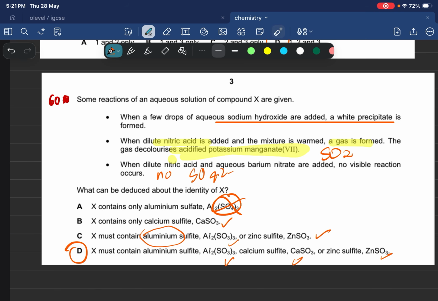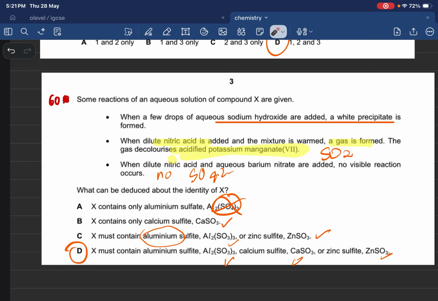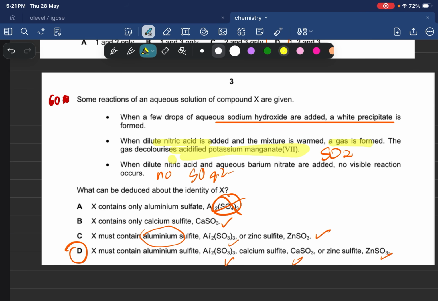Option D. Why option D? These are the type of questions I want you guys to practice. Look, we are having a white precipitate, okay? I'm going to tell you why. Now that's the thinking process. The majority is going to be dumb here, okay? I know, we are all humans, we do this. So a white precipitate can only be formed by either aluminum, calcium or zinc in our syllabus. So there must be something that is aluminum, calcium and zinc. Why only calcium sulfide? Or why only aluminum or zinc? There can be aluminum, there can be calcium, there can be zinc.